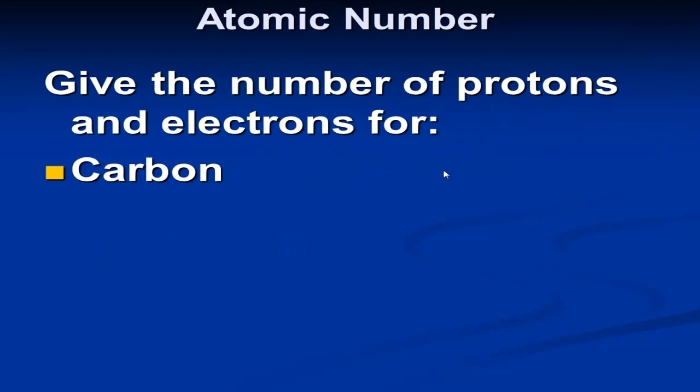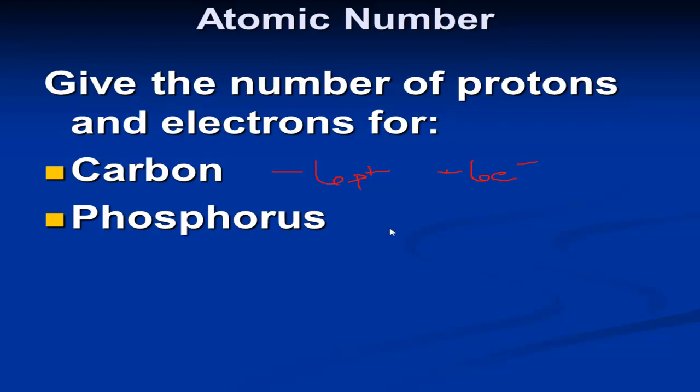So if we practice one here, we found carbon on the periodic table. Carbon has 6 protons and 6 electrons. Phosphorus has 15 protons and 15 electrons. And these symbols that I'm using right here, a lowercase p plus and e minus, are the approved symbols for protons and electrons. And if you take a look at gold on the periodic table, it's down towards the bottom, in the middle, you should find that it has 79 protons and electrons.